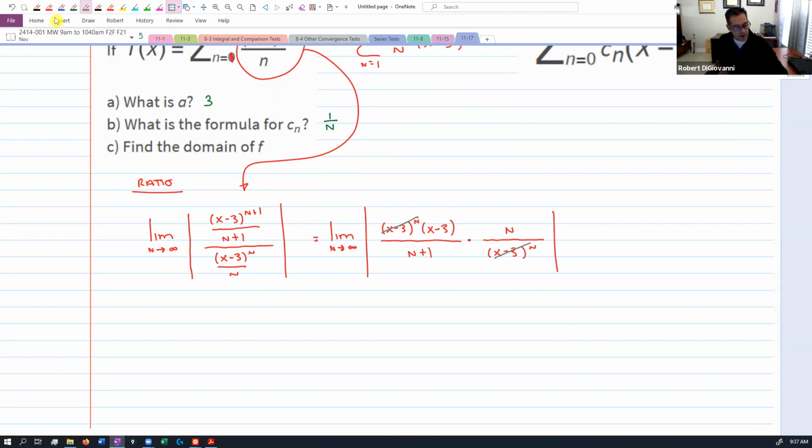So watch what I'm going to write next. The way that I like to do this, and I recommend you do the same thing, is in the new absolute value, I'm going to put everything that has n's together. So in the front here, I'm going to put n over n plus 1. That's basically taking that, putting it over that. And then I'm going to say times, and then I'm going to put the x minus 3 next to it.